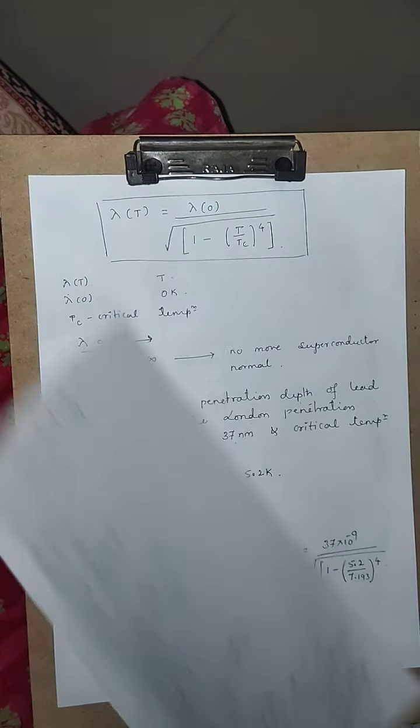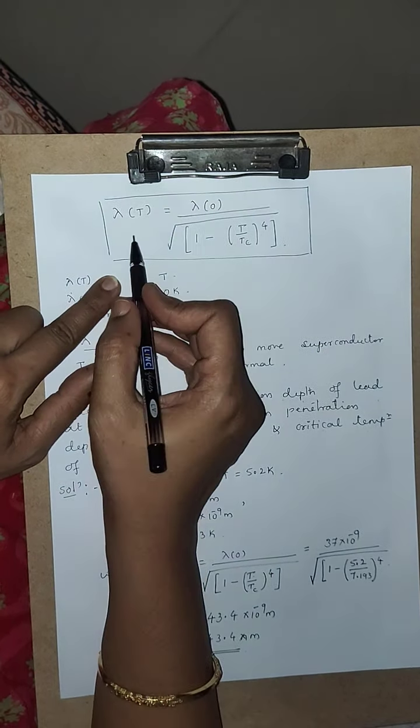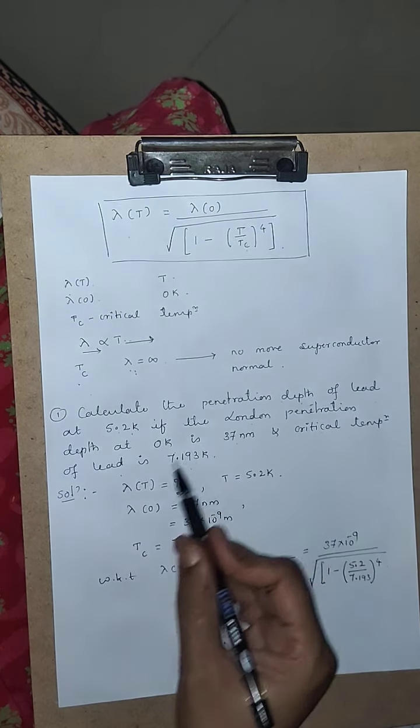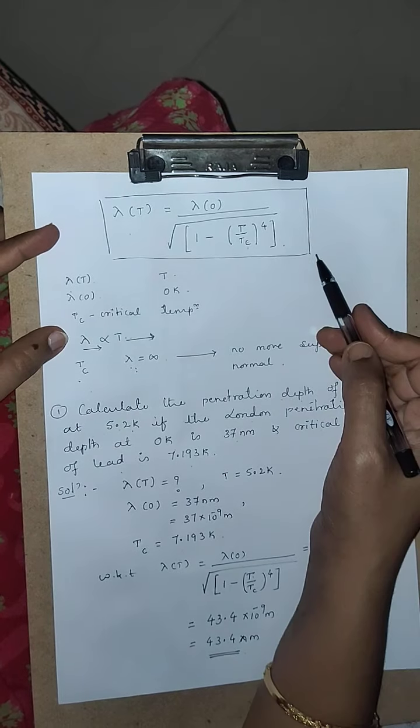So we have also seen the equation for the London penetration depth, which is dependent on the critical temperature, and we could solve a simple problem by using this equation.